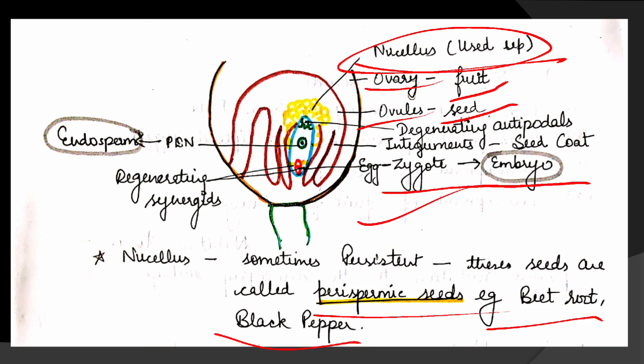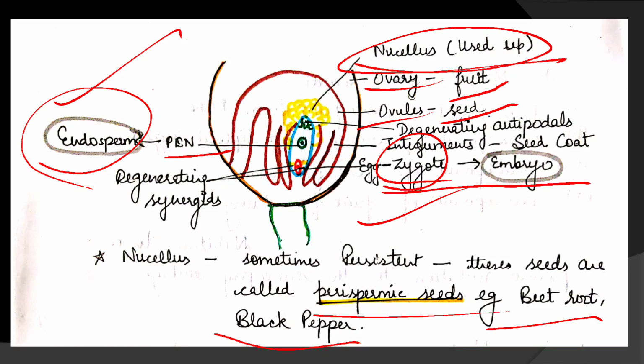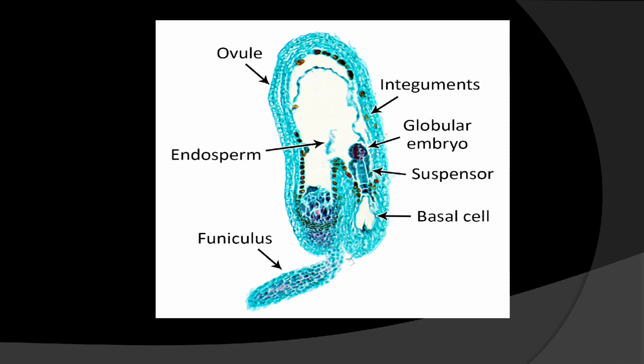Antipodal cells and synergids get degenerated. Primary endosperm nucleus forms the endosperm. So this step we have seen. Now today we will learn how this zygote gets converted into an embryo. Okay. So before starting, just see one picture here.